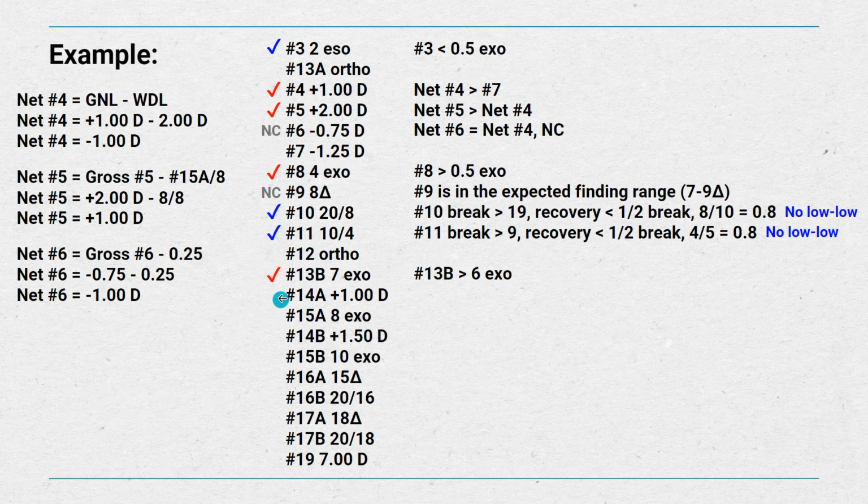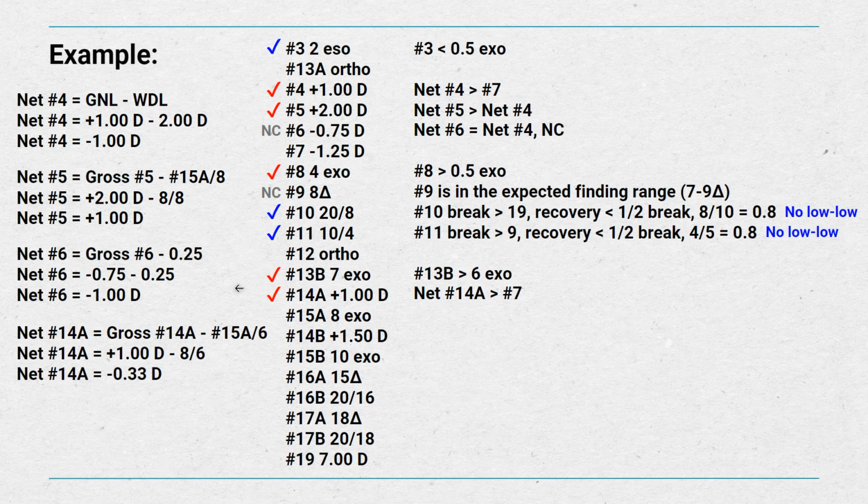And then for number 13b, which is 7XO, this 7XO is compared to the normal expected finding of 6XO. So 7 is greater than 6, so that's why check high.